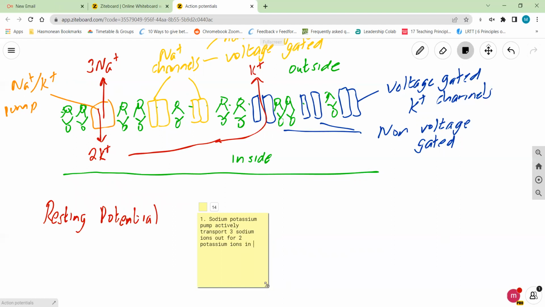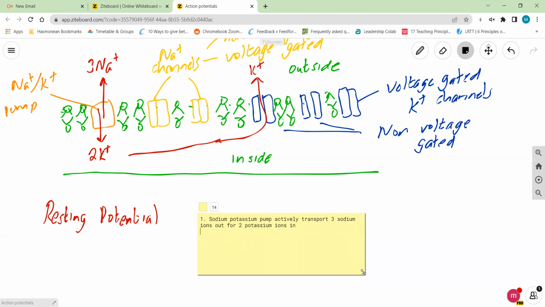You'll notice I use the word ions. It's really important that you refer to ions and not to sodium and potassium, otherwise you will lose marks. And then we go on to say, however, as the membrane is more permeable to potassium ions than sodium ions, some of the potassium ions will move back out by facilitated diffusion. Note, I'm saying what type of diffusion it is, not just diffusion.